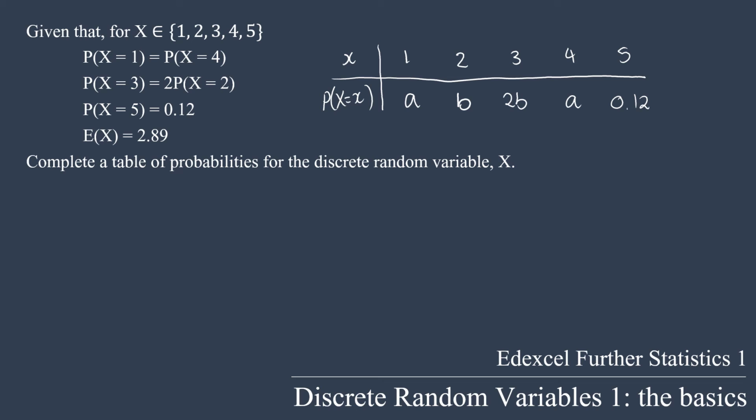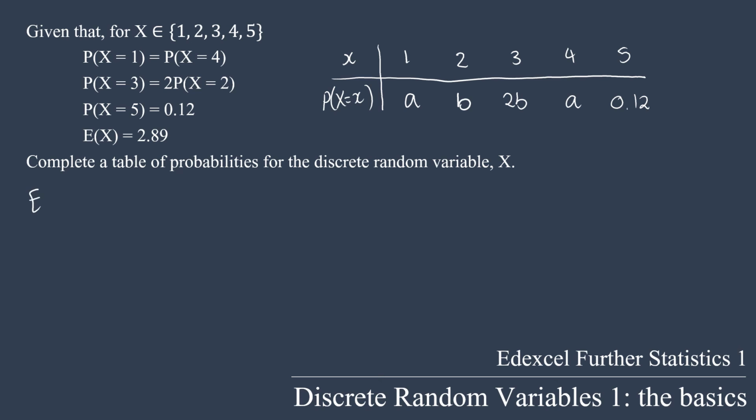We're then told that the expected value is 2.89. I'm thinking simultaneous equations with a question like this because I've got potentially multiple unknowns depending on how you've set up your equations, certainly in this case. And if I've got multiple unknowns, I need at least 2 equations in order to be able to solve them simultaneously. So I should be able to create one out of the expected value.